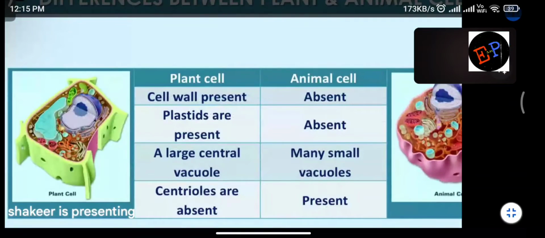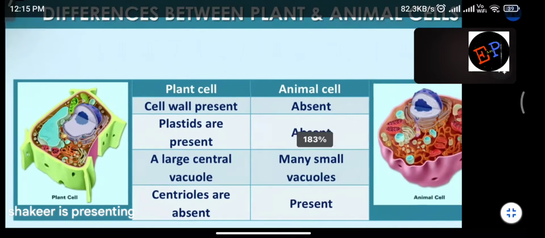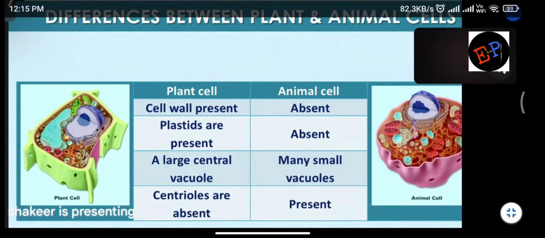So then, this is the end of this chapter. We have small differences which we need to see once again. So plant cell and animal cell. Cell walls are present in plant cell, they are absent in animal cell. Plastids are present in plant cell, plastids are absent in animal cell. Large central vacuole is present in plant cell. And what is the function of vacuole? Already we have studied.